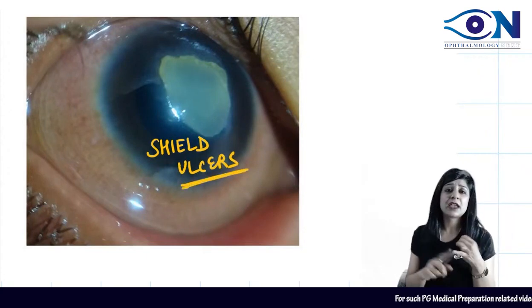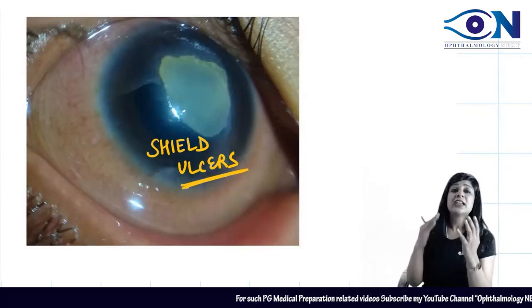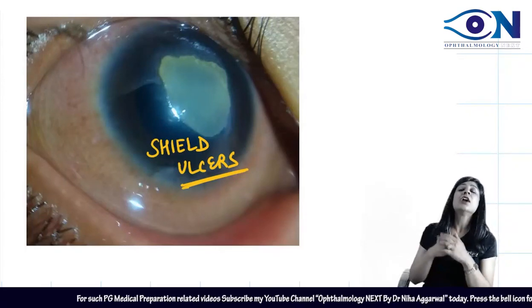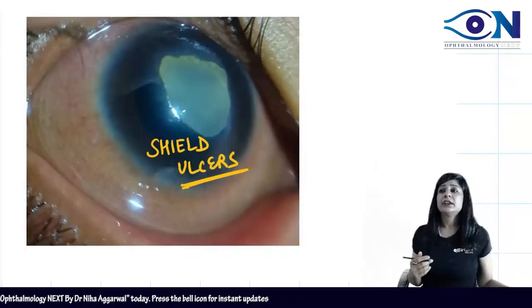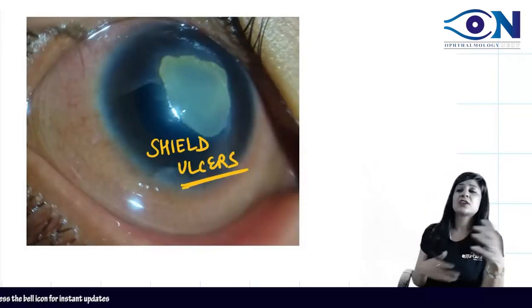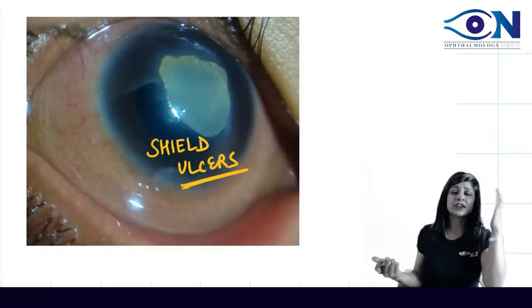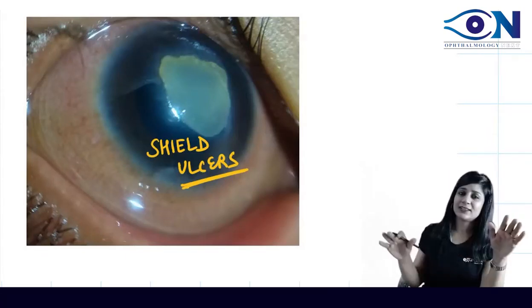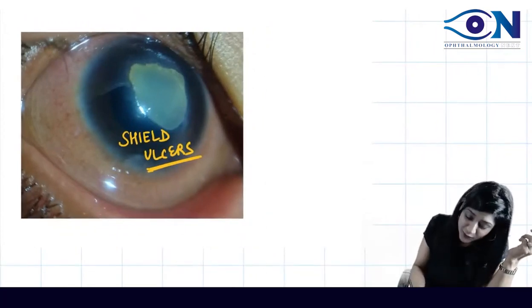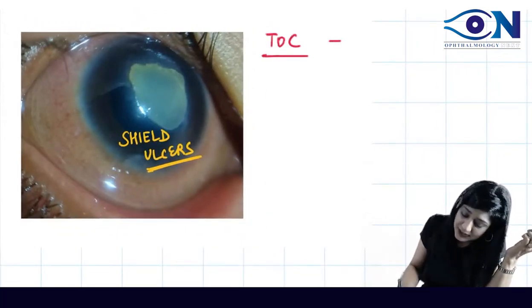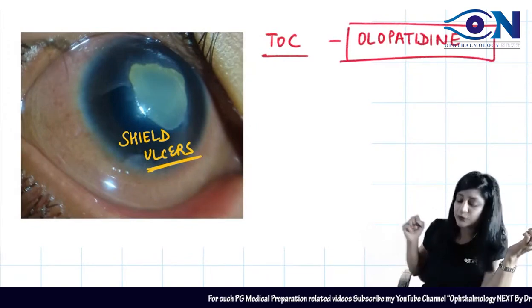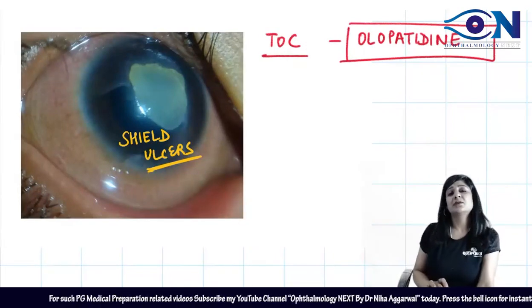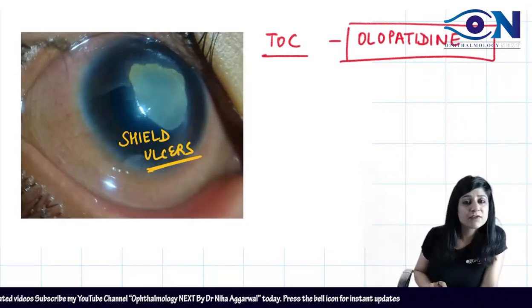So: a young typical male, bilateral, interstitial, type 1 hypersensitivity reaction to an exogenous allergy. We have itching, ropey discharge, cobblestone papillae, Horner-Trantas spots, and shield ulcers, and you are clear that this is a case of VKC. So what will be the treatment of choice? It is olopatadine, which is the treatment of choice. It is a combined antihistaminic plus mast cell stabilizer. So a very good one.